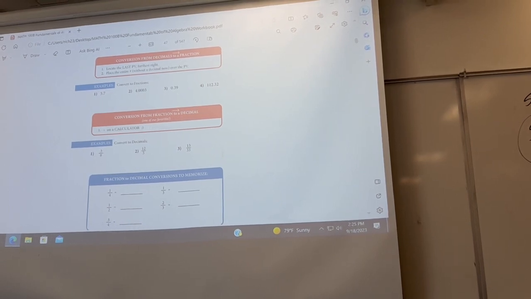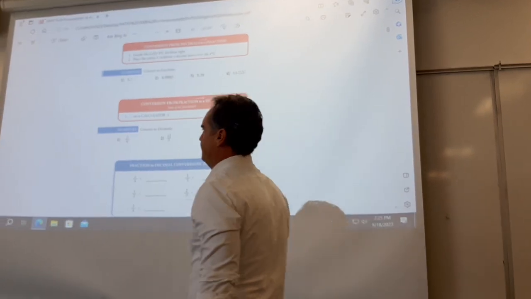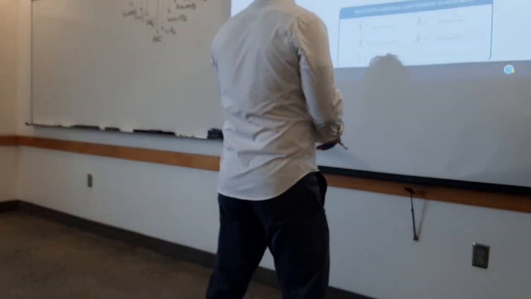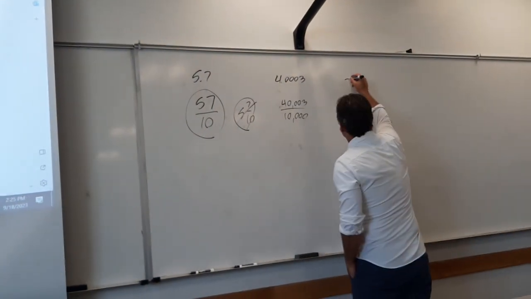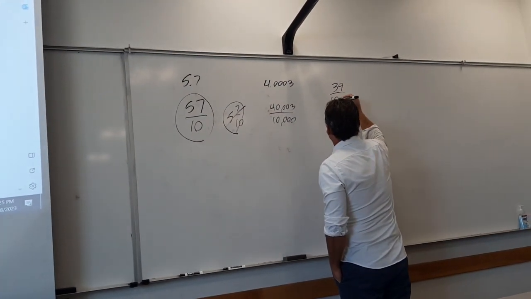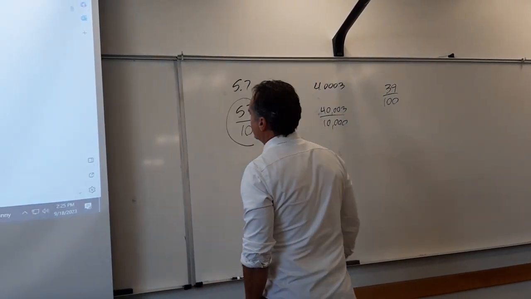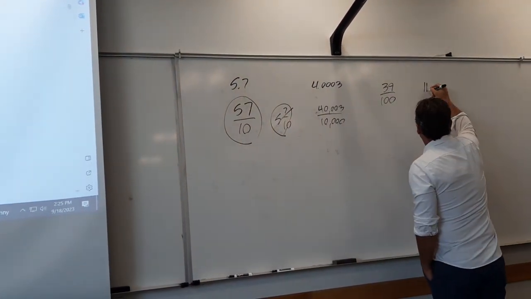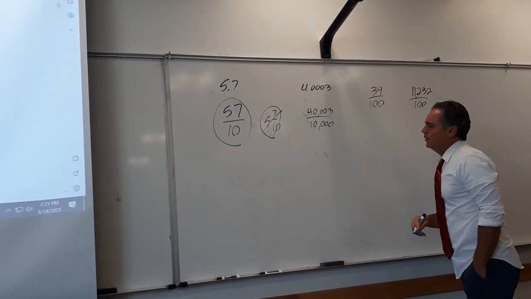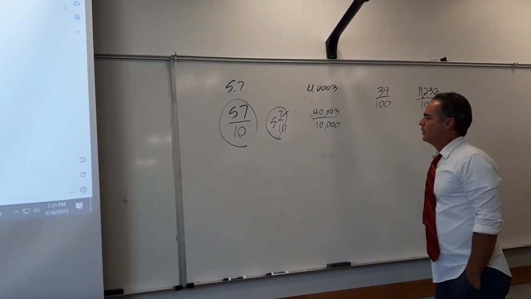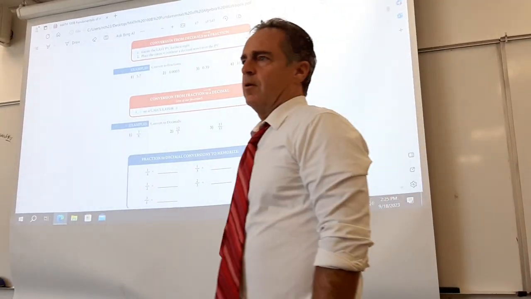I want you to do the next two on your own, 0.39 and 112.32. Do it. I'll write the answers on the board for you. You can check them. See if you did it right. Okay? Say woo if you got them right. Okay, super easy.